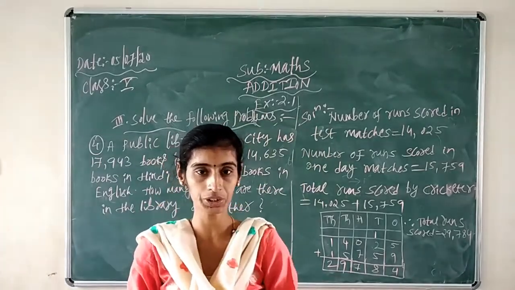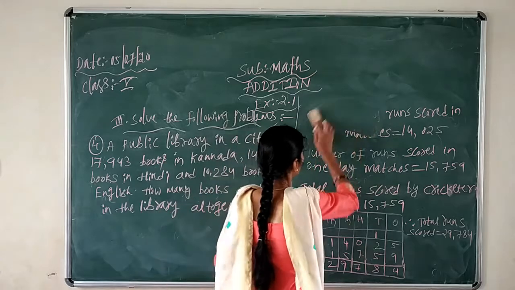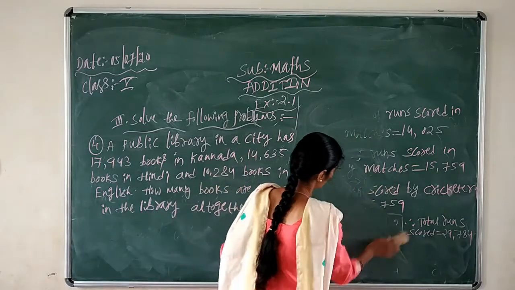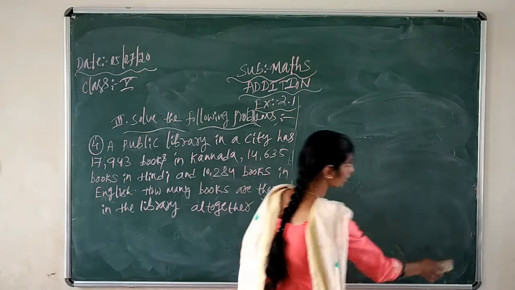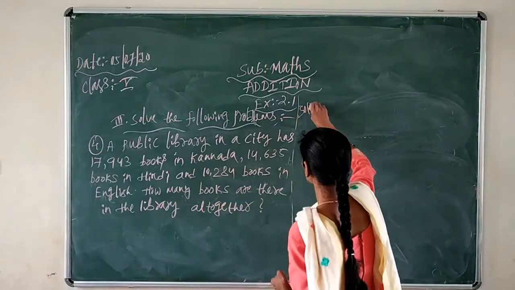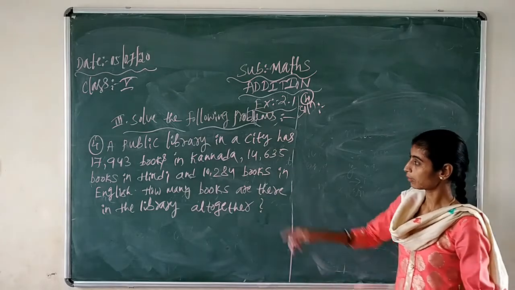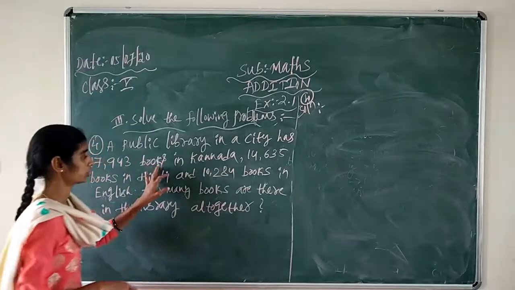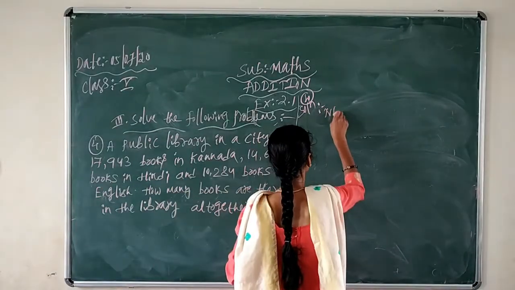Shall we start the solution? It is very simple. So first copy the question, children. Fourth question. Then you need to write the solution for it. So shall we start? Yes. So first sentence. It is the fourth solution. Question number 4. A public library in the city has 17,943 books in Kannada.